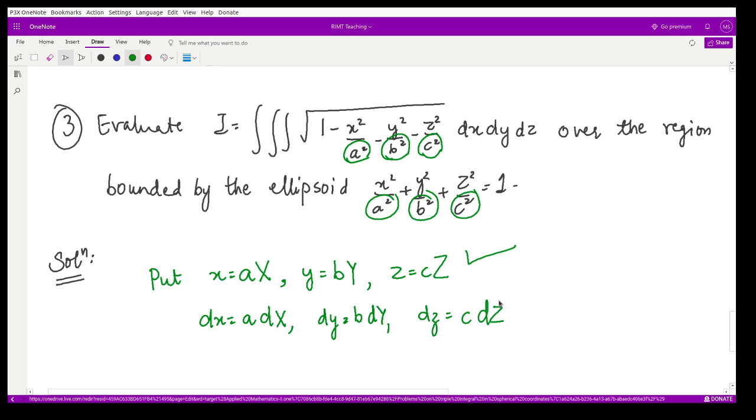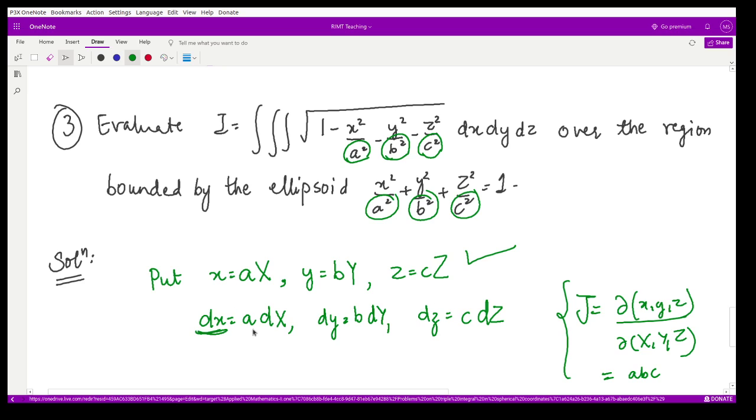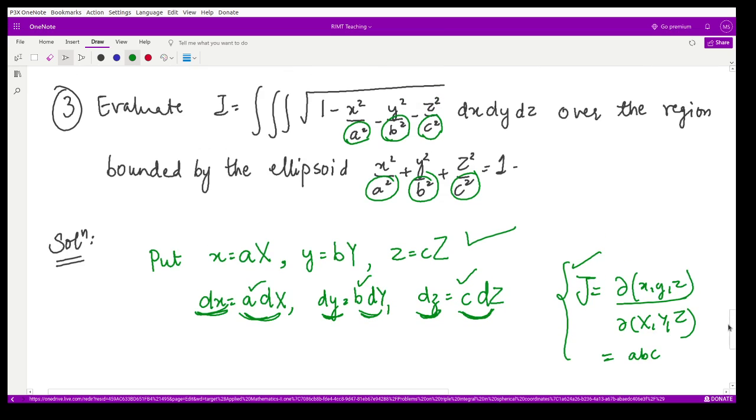So either you could change it like this, or you can calculate the Jacobian of small x y z with respect to this capital X, Y, Z. So basically this will come out to be A, B, C. Or if you do not want to use the Jacobian term, so you could directly, instead of dx, you could use this term, instead of dy, you could use this term, and instead of dz, you could use this term. So obviously you will have A, B, C. So now you also get to know what this Jacobian actually means.